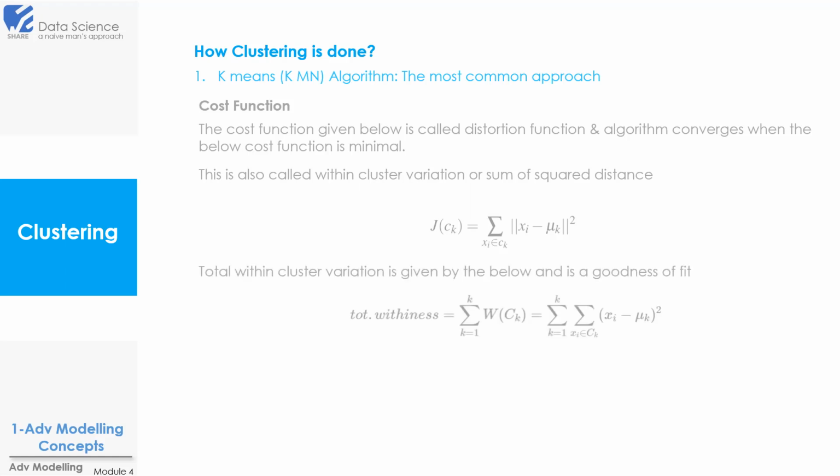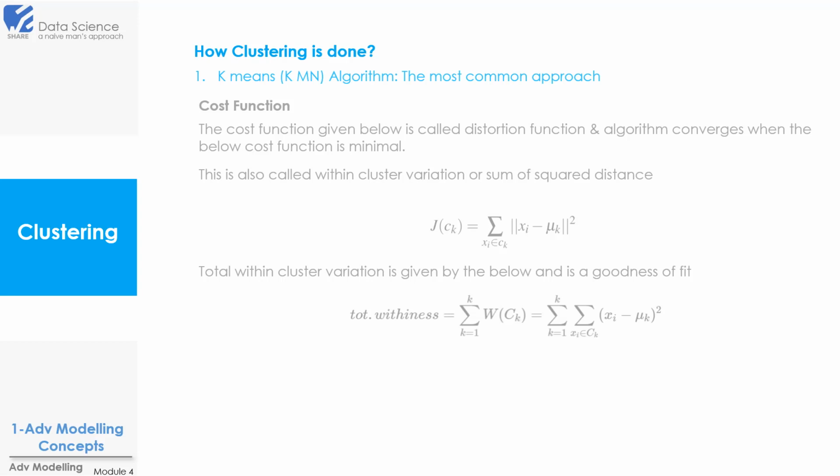Now the total within cluster variation is given by the below formula, and this is called goodness of fit. Means we will have to minimize it to get the best model. Now to get the best model, we not only have to minimize the within cluster variation of one cluster, but for all the clusters. Then only we will get the best model. Hence we use total within cluster variation.